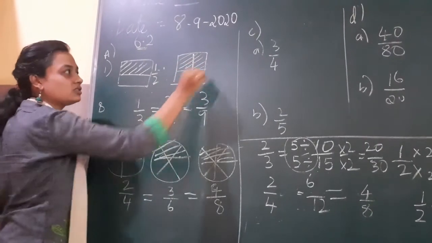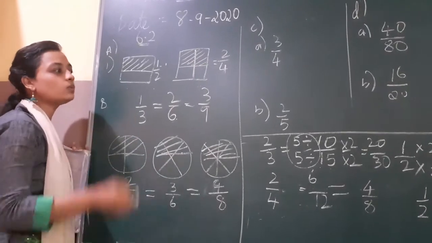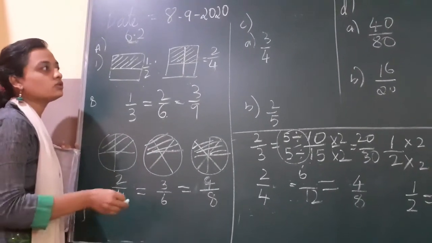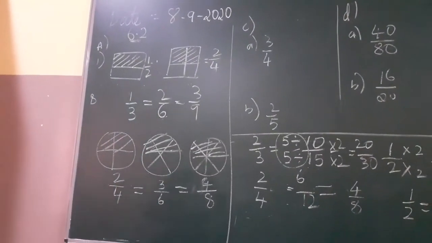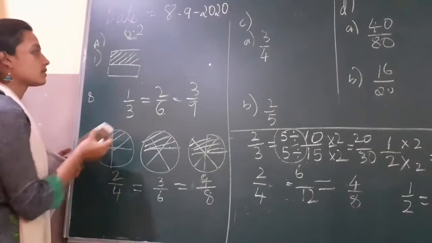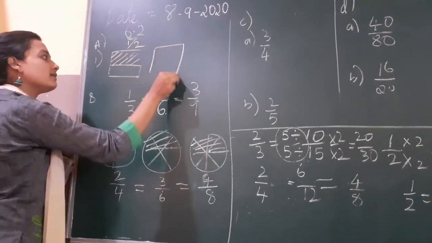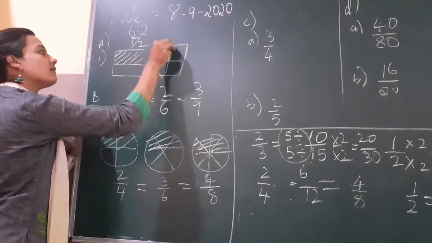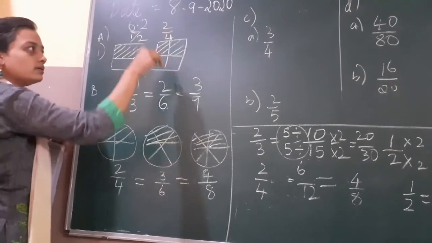So what is this fraction now? 2 by 4. Like that, I want one more figure to be drawn. So I will rub it and write it small. This is 1 by 2. This is 2 by 4.